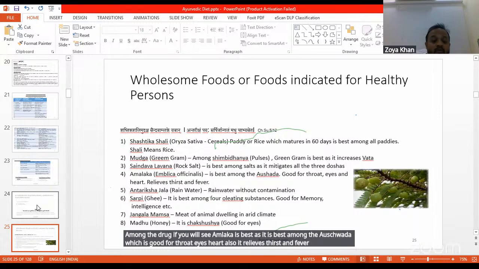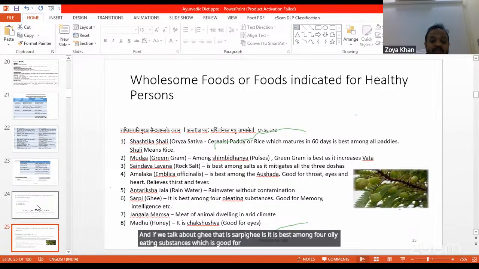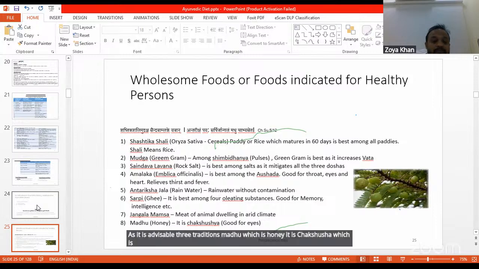If we talk about water, which is Jala, rainwater, that is Antariksha Jala, without contamination is best among the waters. And if we talk about ghee, that is Sarpi, it is best among the 4 oleating substances, which is good for memory, intelligence, etc. Jangala Mamsa, meat of animals dwelling in arid climate, desert area, is good meat to have, as it is advisable through traditions. Madhu, which is honey, is chakshusha, which is good for eyes.